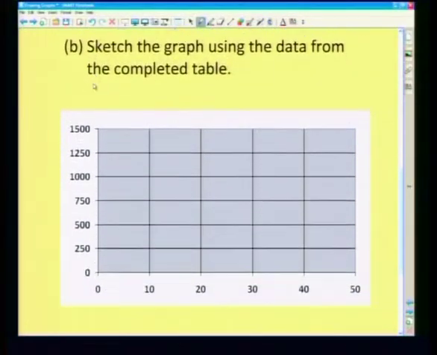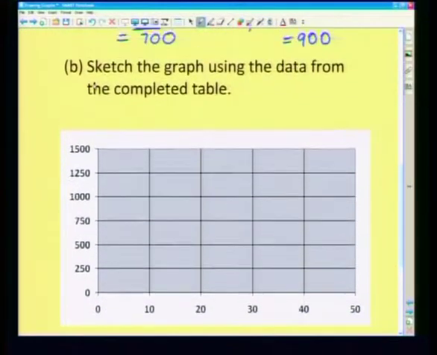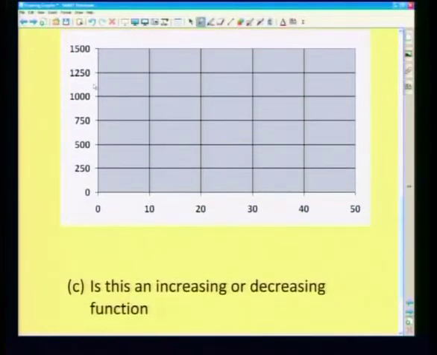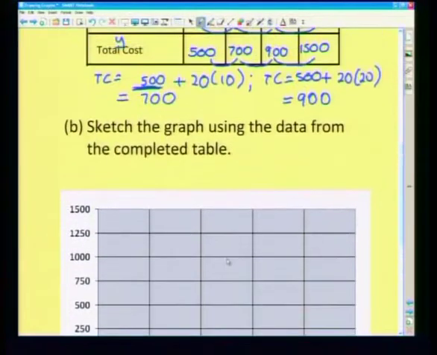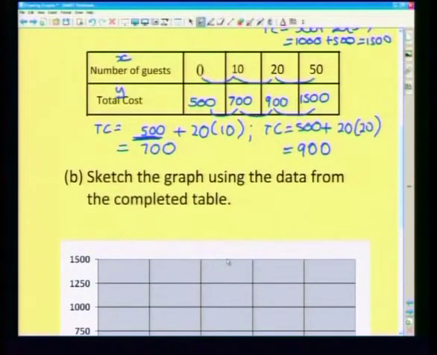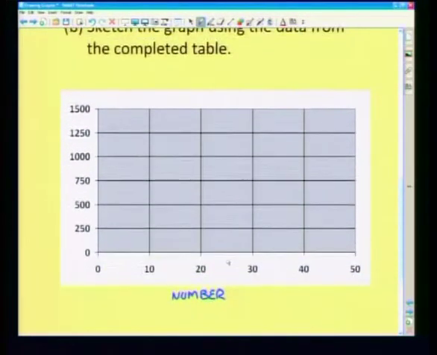So the next part says sketch the graph using the data from the completed table. All right, before you do anything, because you will get points for this, go and label your axes. That's the first thing you should do. The x-axis, we can call it number of people. Okay, because remember we've just identified already the number of guests would be our independent variable. It doesn't depend on anything.